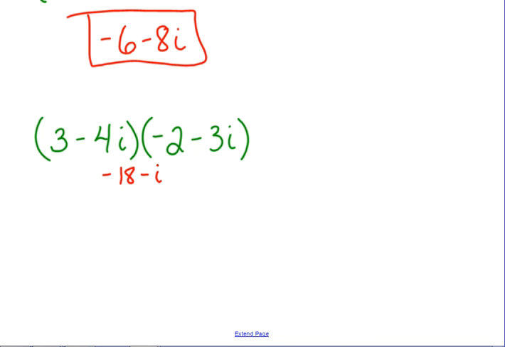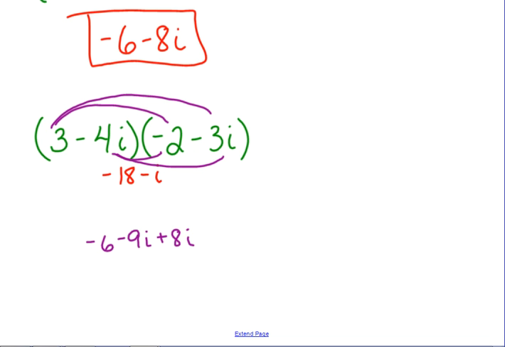You FOIL, just like you would do any binomial. That looks like a binomial. 2 terms times 2 terms. We just don't have any x's. We got i's instead. So we FOIL. 3 times negative 2 is negative 6. 3 times negative 3i is negative 9i. Negative 4i times negative 2 is positive 8i. You just treat the i like a variable, like an x. That's all you're doing. Negative 4 times negative 3 is positive 12. i times i would be i squared.